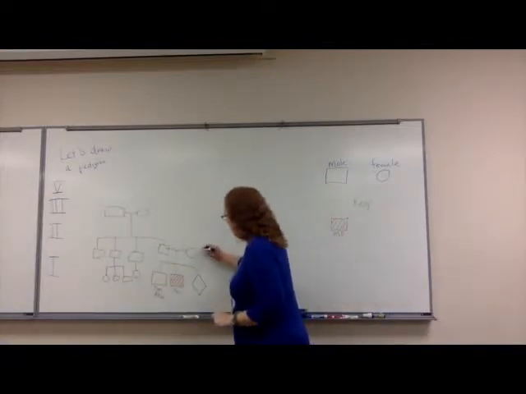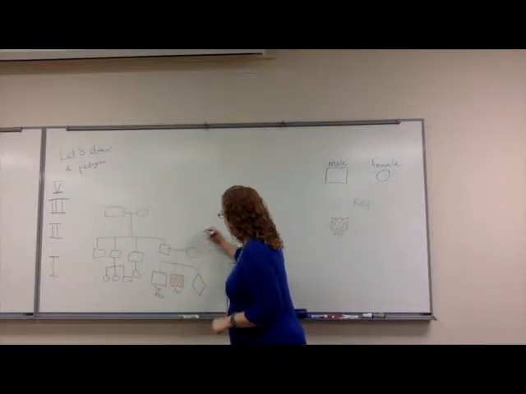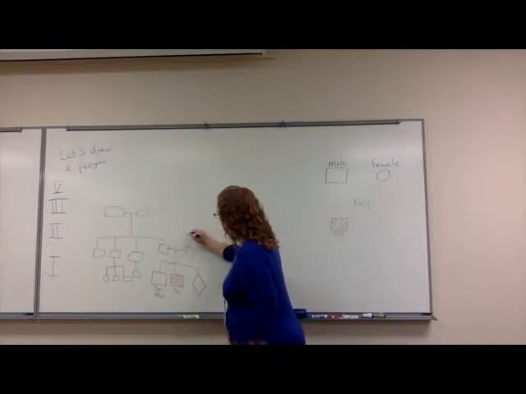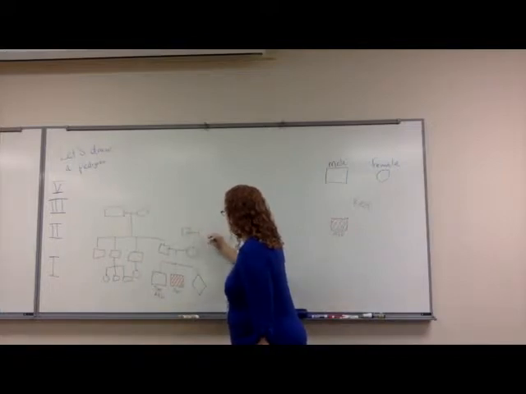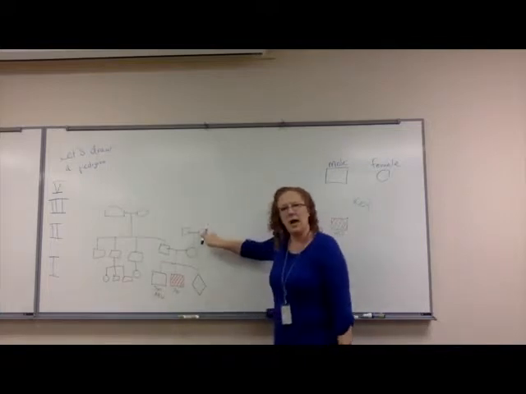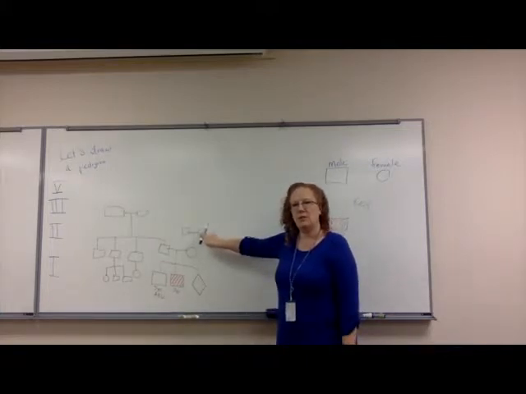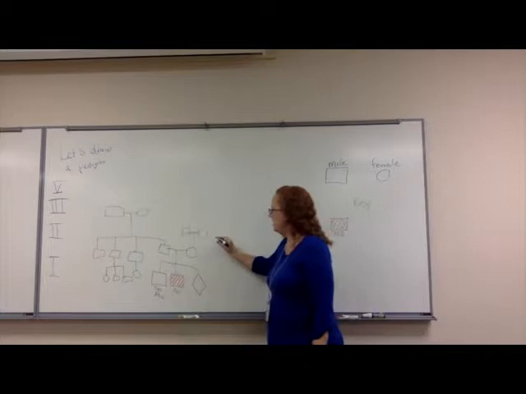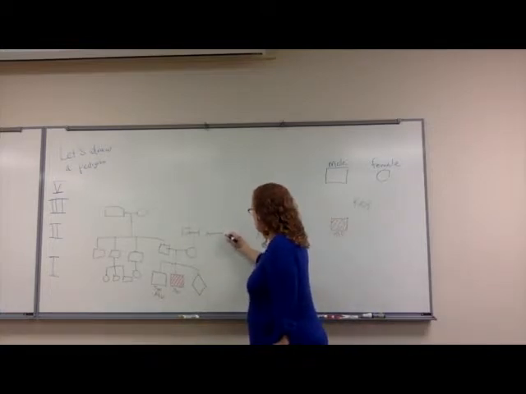So the mother is an only child to this pair. So we have the mother and the father. But the mother had 2 additional children, but to a second husband. So I'm going to add that person in, and then add the other 2 offspring.